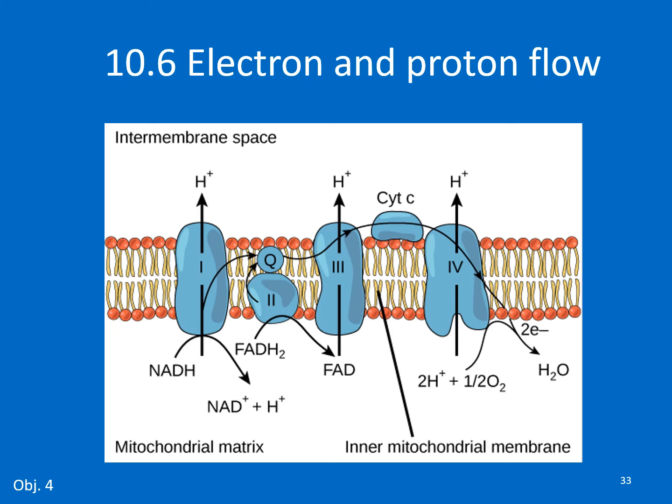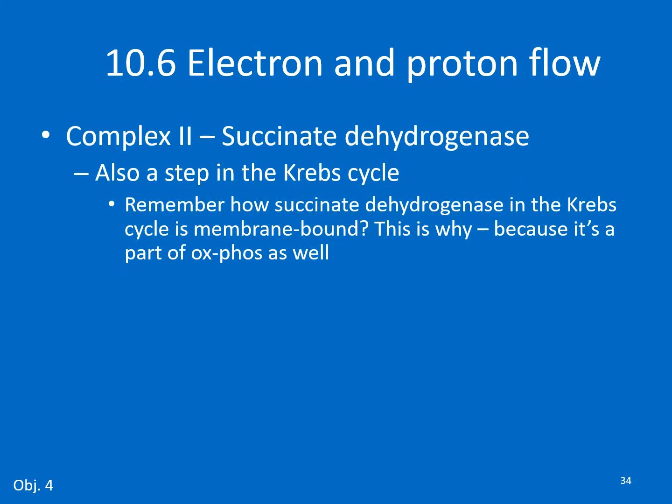Next, let's look at complex 2. This is going to start at the bottom of page 5, the top of page 6 on your handout. So complex 2 is succinate dehydrogenase. You might remember this from the Krebs cycle before spring break. This is the only step in the Krebs cycle which is membrane bound. It's involved in multiple pathways. It's also a part of OXPHOS.